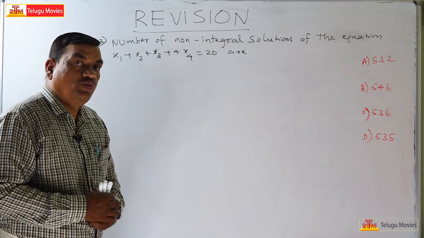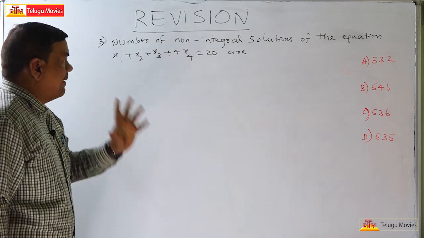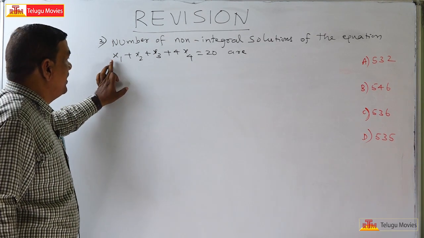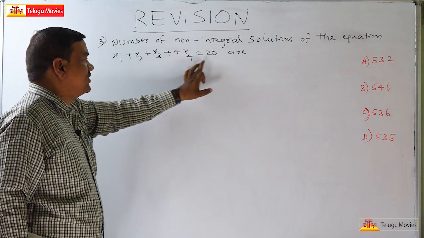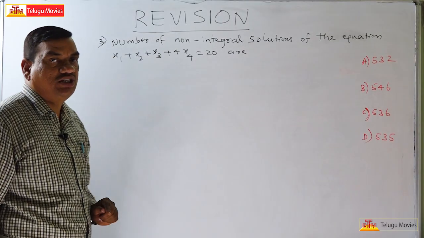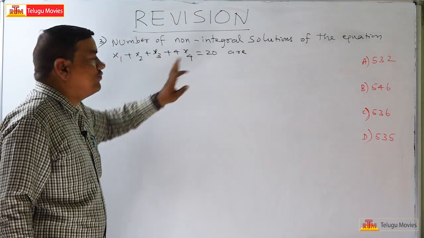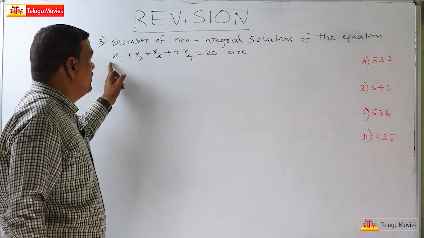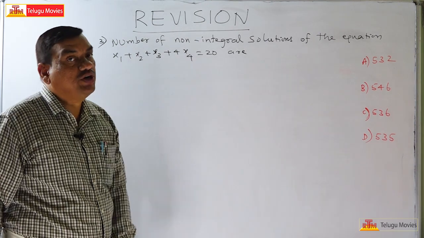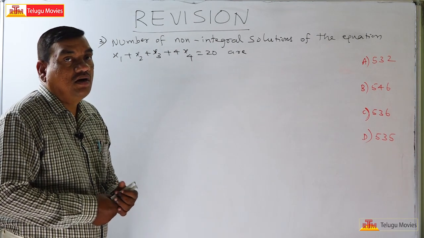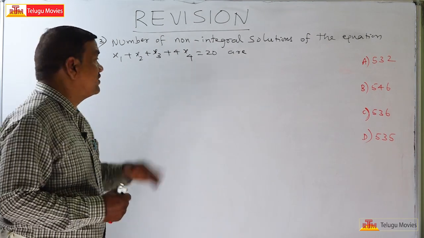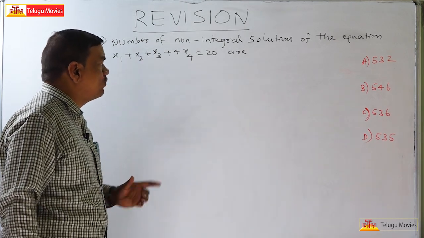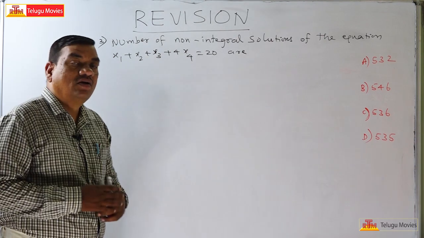Hi students, welcome to this third problem. Number of non-integral solutions of the equation x1 plus x2 plus x3 plus 4x4 is equal to 20. First try to understand this problem. You have to select 4 numbers x1, x2, x3, x4. Then you substitute here and the sum should be 20. Then how many combinations of numbers x1, x2, x3, x4 will you get, such that all are non-integral solutions?